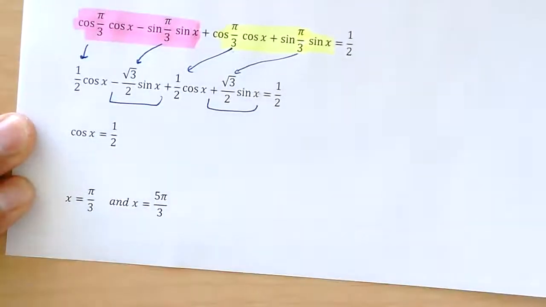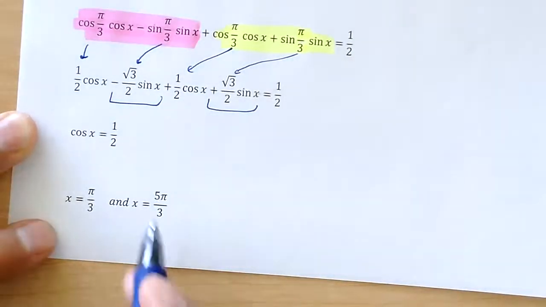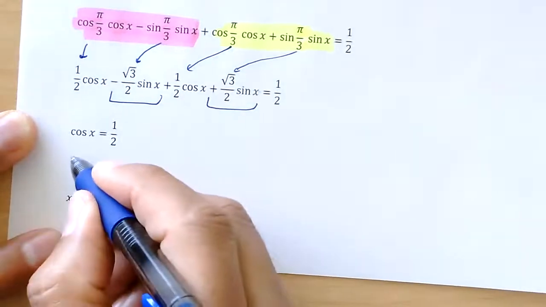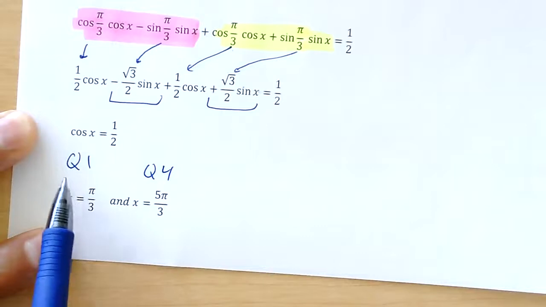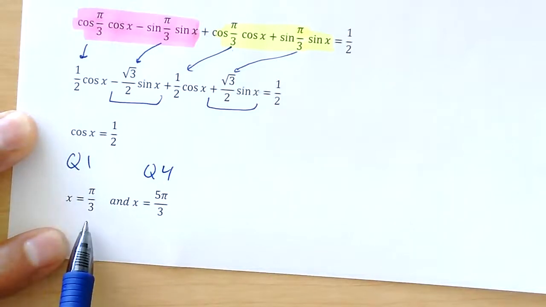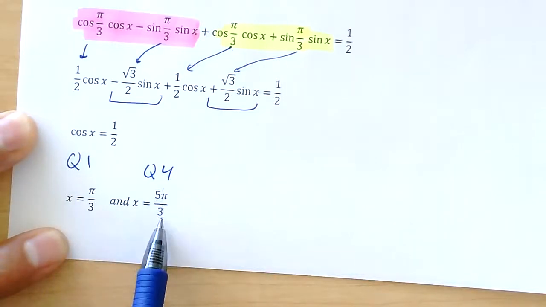And if I have the cosine of x equal to 1/2, remember that the cosine is positive in quadrant 1 or quadrant 4. Draw a triangle. You're going to get pi over 3 in quadrant 1. You're going to get 5 pi over 3 in quadrant 4.